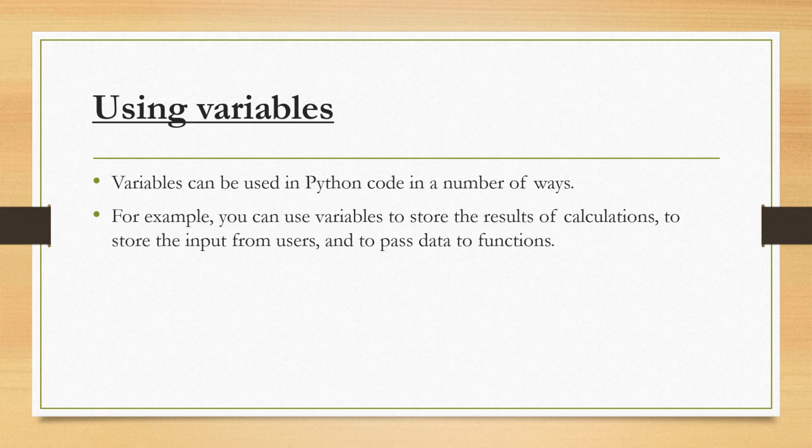So consider that you are going to add two numbers. Then you can create a variable called sum or addition, and in that variable you can store the result of the addition of those numbers. Then if you are taking a value from the user, you can put it in a variable, and it is also used to pass data to functions. We are going to see how to take input from the user. Also we are going to see functions in detail.